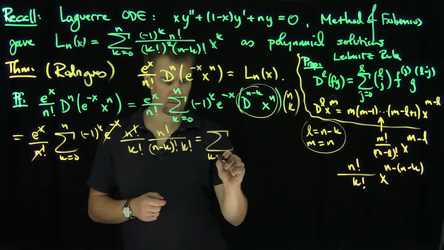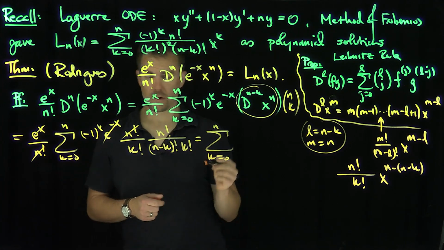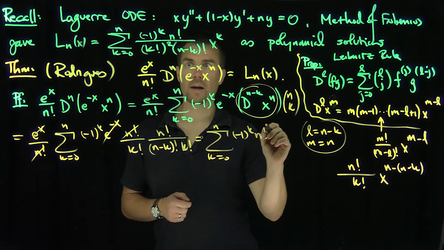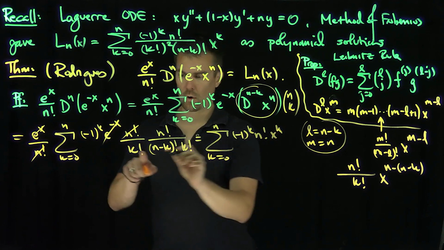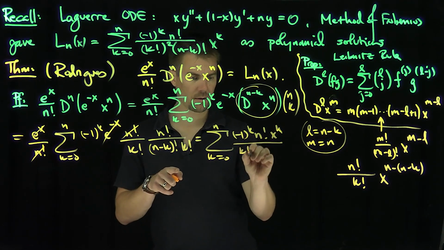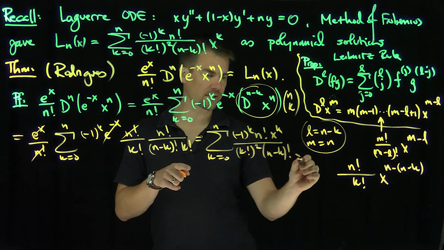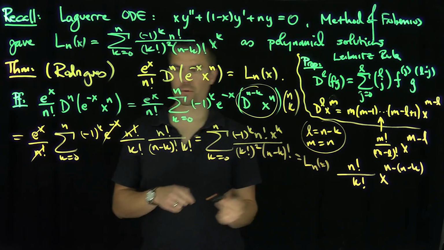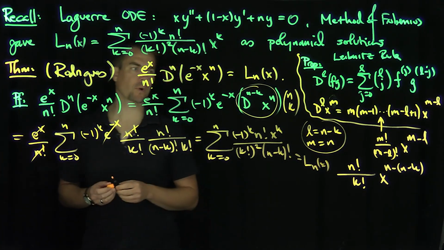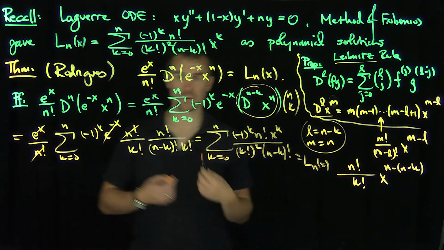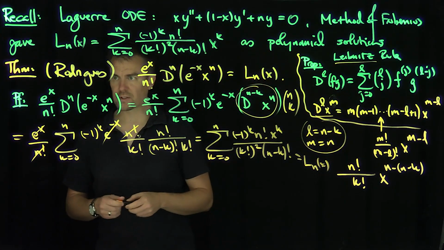k goes from 0 up to n, negative 1 to the k, x n factorial, x to the k, over k factorial squared, n minus k factorial. And that's exactly equal to ln of x. So we just proved the Rodrigues formula. Beautiful, okay? It just comes from these general Leibniz rules and this rule for differentiating a polynomial a certain number of times. Excellent, so that's the proof of Rodrigues.